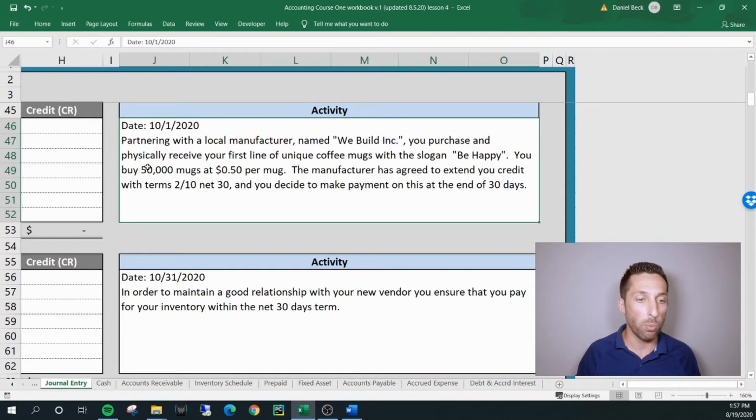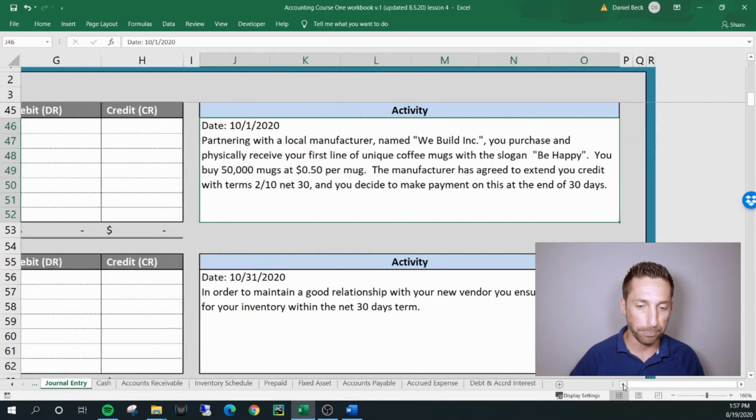In our case, we're going to take the full 30 days. So we're not going to pay for the inventory in this video. We'll pay for that in a later video, but we are going to record the purchase of the inventory and the liability, the promise to pay it back. So let's take a look at what that looks like.